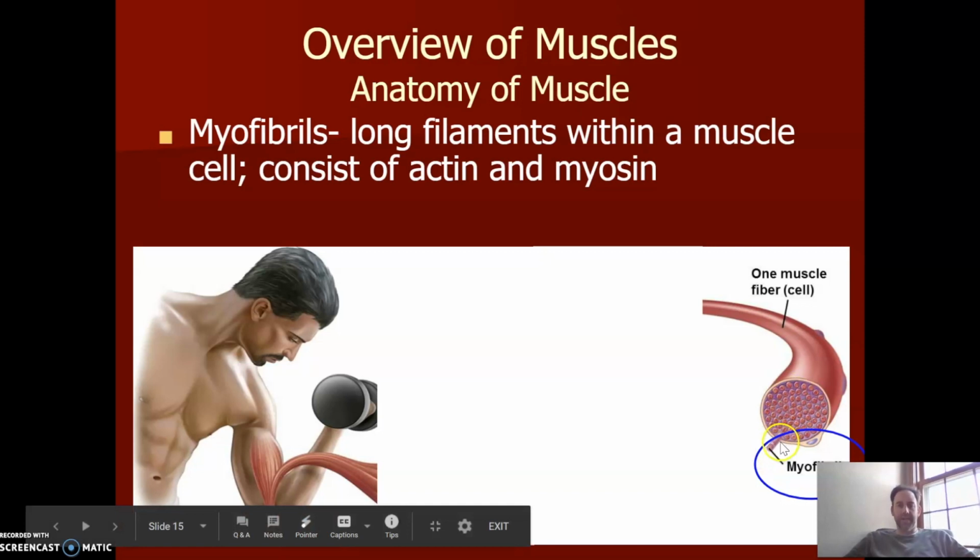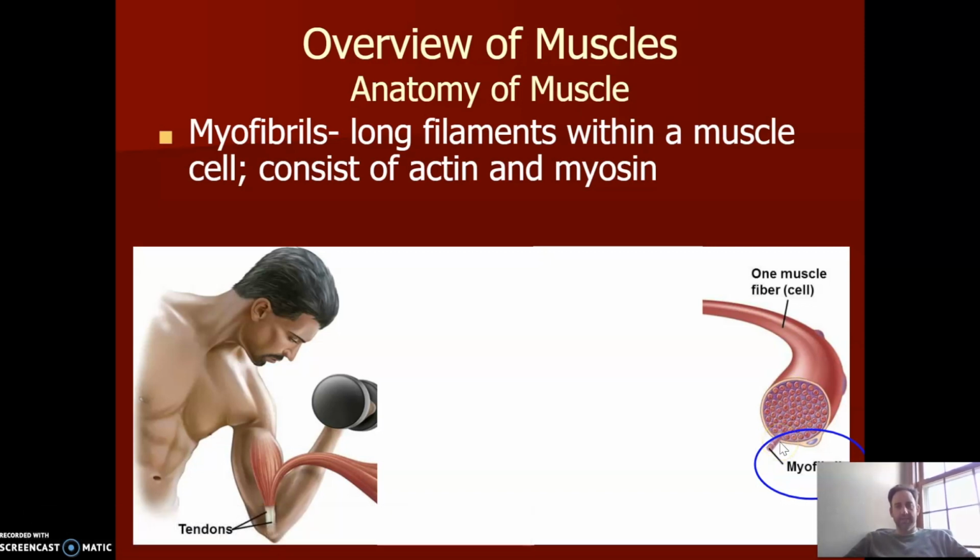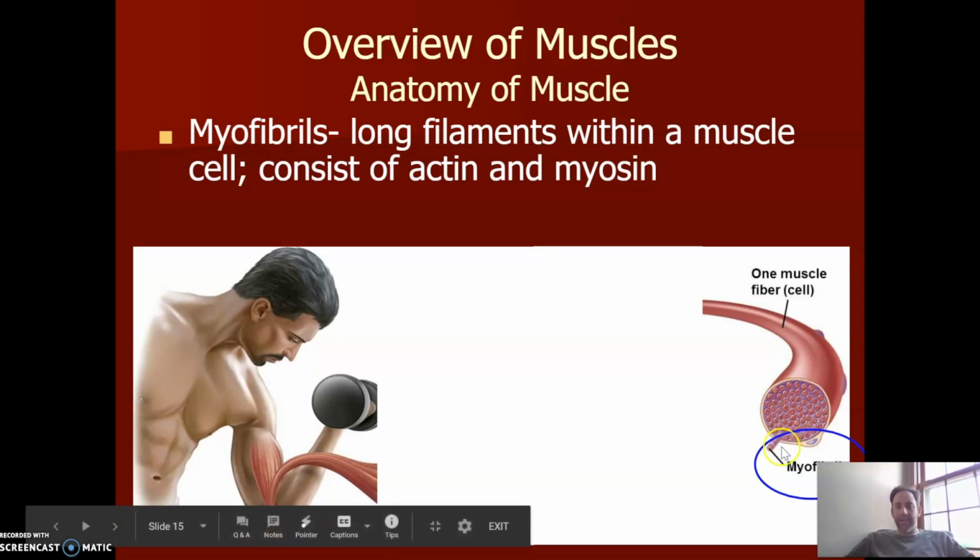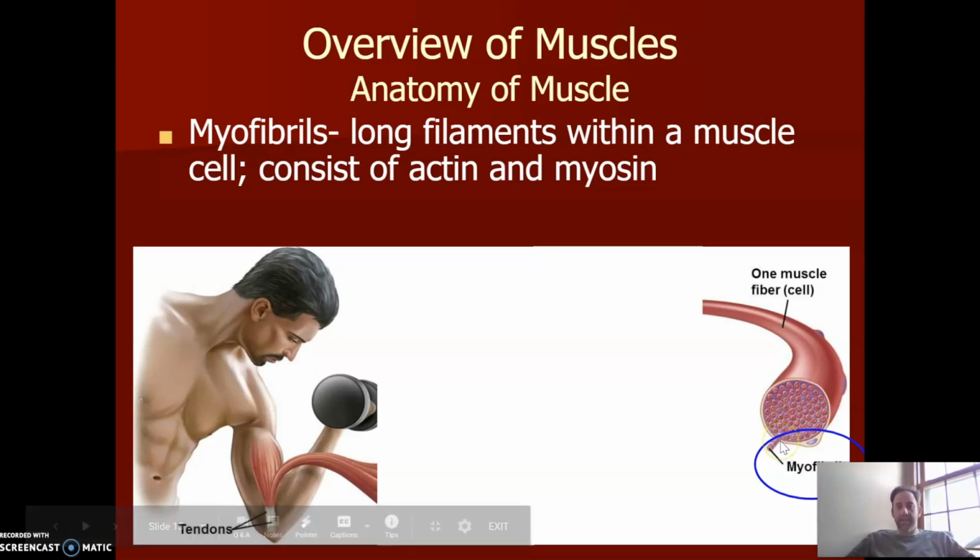It's called a myofibril. These are actually proteins, and they are within an individual muscle cell. So these are smaller than cells, and they consist of two proteins called actin and myosin, which we're going to learn more about later when we talk about sarcomeres. Actin and myosin will come up, so do a lot of foreshadowing today.